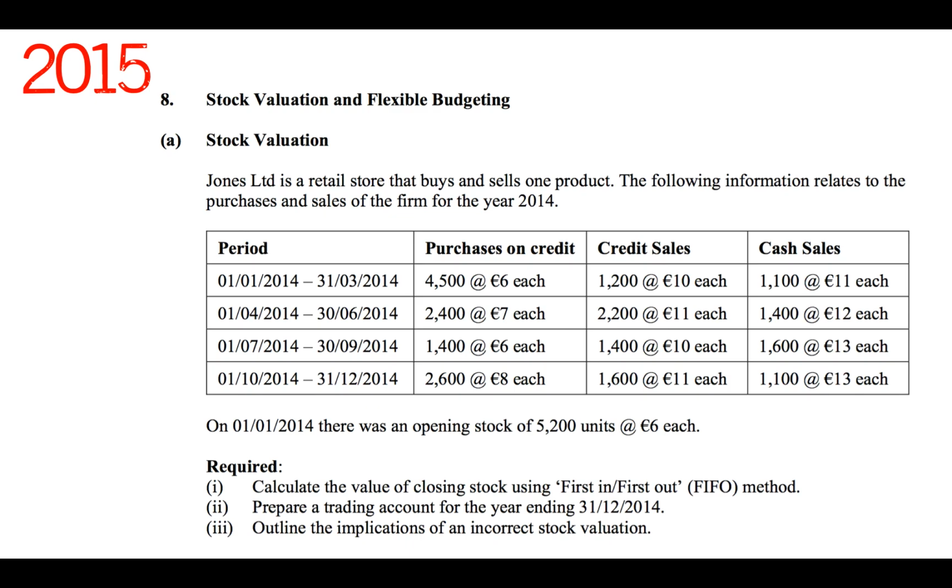The fourth period, we have 2,600 purchases at €8 each, credit sales 1,600 at €11 each, and cash sales 1,100 at €13 each. On the 1st of the 1st, 2014, there was an opening stock of 5,200 units at €6 each. So required, number 1, calculate the value of closing stock using the first in, first out Fifo method. Number 2, prepare a trading account for the year ending 31st of 12, 2014. Number 3, outline the implications of an incorrect stock valuation.